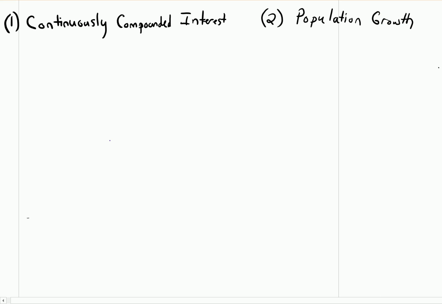So with continuously compounded interest, what I want to do is start off by writing down the general function in exponential form first. Okay, so the equation is going to look like this. So I'll have y of t equals a, so a is going to be some constant, times e to the kt. Okay, so this is an exponential function.